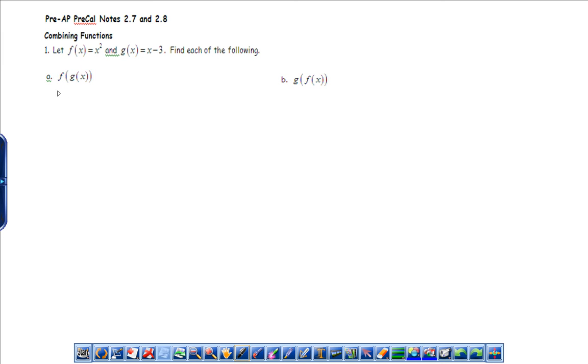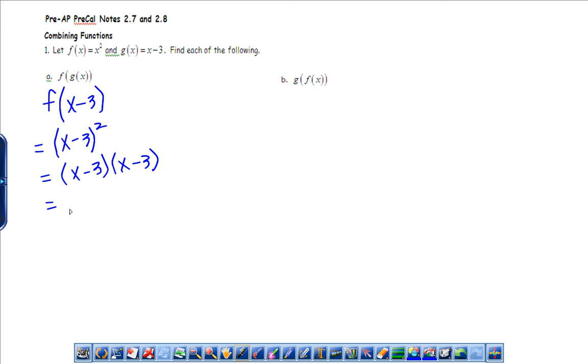I'm going to take my f and I'm going to plug in g of x. So this would be x minus 3. And then we're going to take x minus 3 and plug it into my f function. So I'm going to say x minus 3, and I'm going to square it. And a lot of y'all are still doing this. It's killing me here. Take your x minus 3, that means take this quantity and double distribute it. That would give you x squared minus 6x plus 9. And this would be my answer.